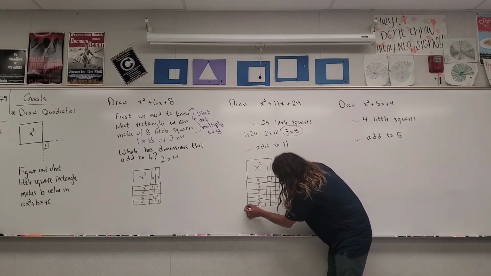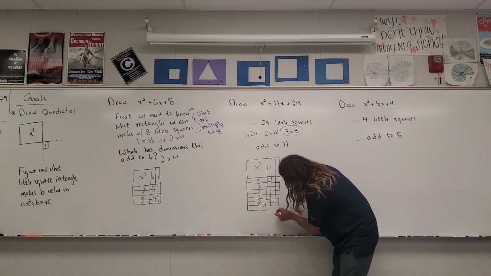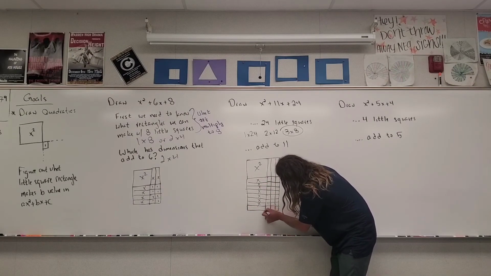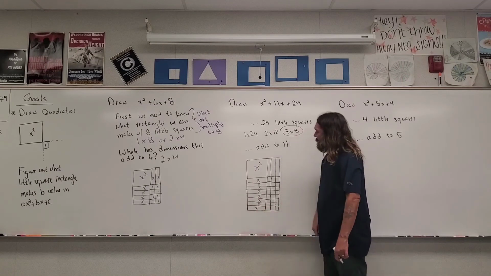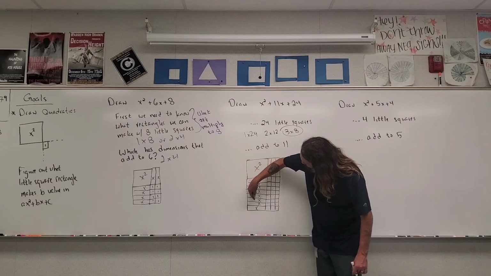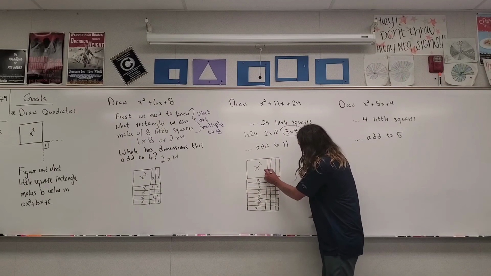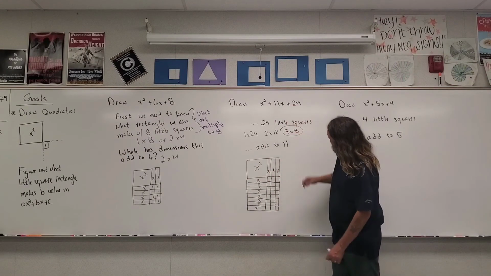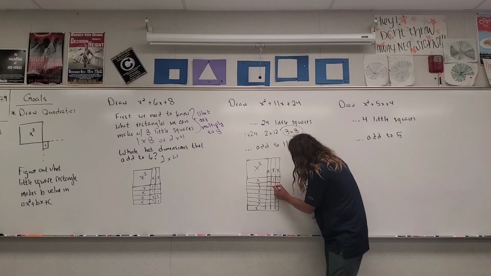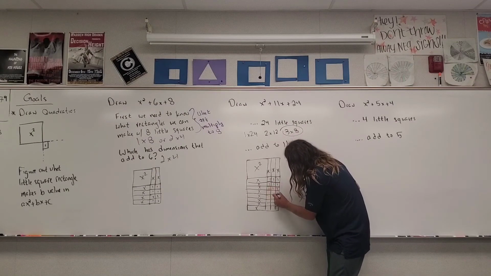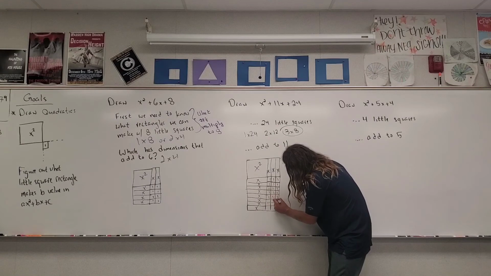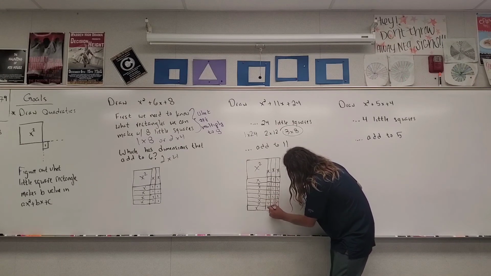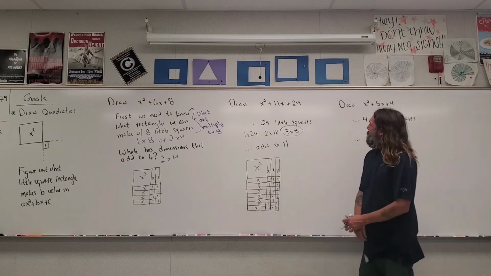I'm missing a row. Let me learn how to count. One day I'll learn how to count. There's my 8. Okay. 1, 2, 3, 4, 5, 6, 7, 8. 9, 10, 11. There's my 11 x's. And in here I'm going to have 24 little squares. So I've drawn a picture that represents the quadratic of x squared plus 11x plus 24.